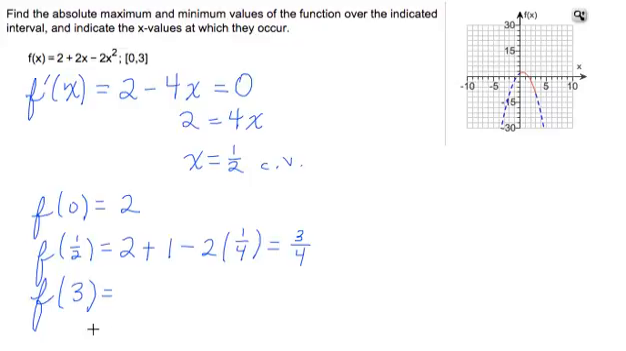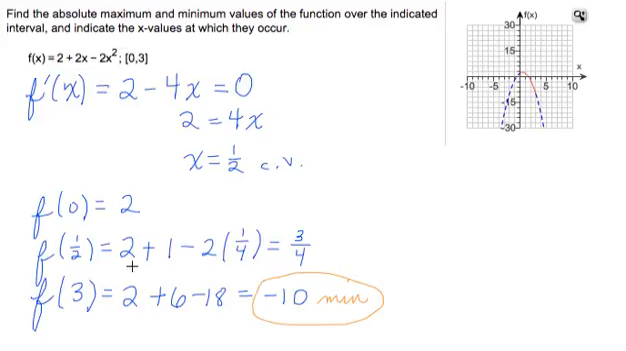It looks about like what I'm seeing on the graph there. And f of 3 would be 2 plus 6, right here, 2 times 3, minus 3 squared is 9, times 2 is 18. 6 minus 18 is negative 12, plus 2 is negative 10. So clearly negative 10 is the lowest of these three values, so that's the absolute minimum occurring at x equals 3. The highest of these values looks like it's at f of 0 is 2.